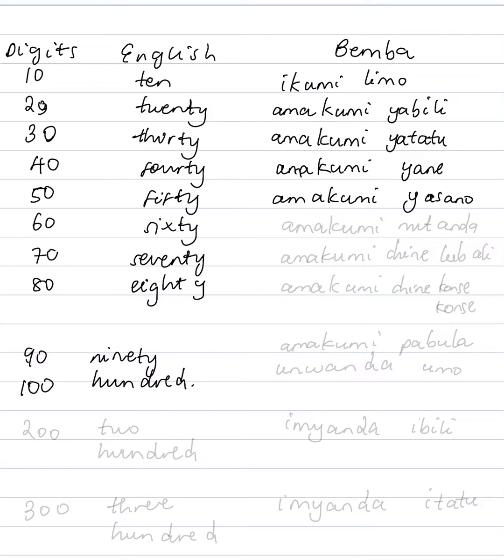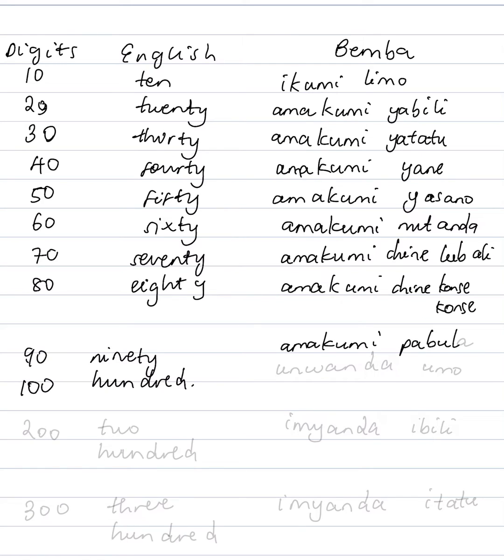60 is amakumi danda. 70 is amakumi chinelubali. 80 is amakumi chine konse konse. 90 is amakumi pabula.